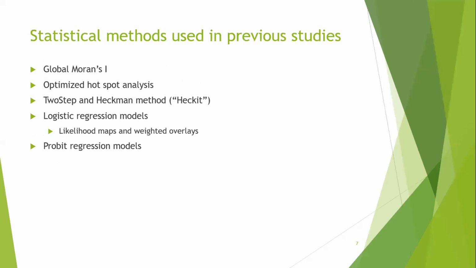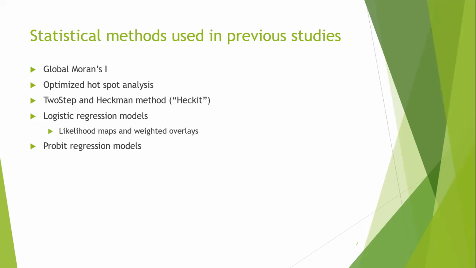So in addition to these two highlighted studies, there were several other statistical methods used in previous studies. Some used global Moran's I and oftentimes combined that with an optimized hotspot analysis. They used this to determine the statistical significance of spatial autocorrelation between teasel locations and the site characteristics that they looked at. There were a couple of studies that used two-step methods.